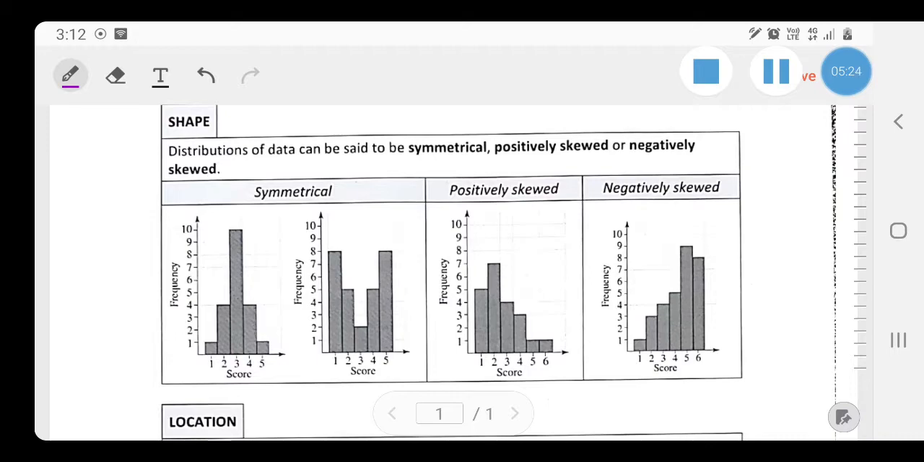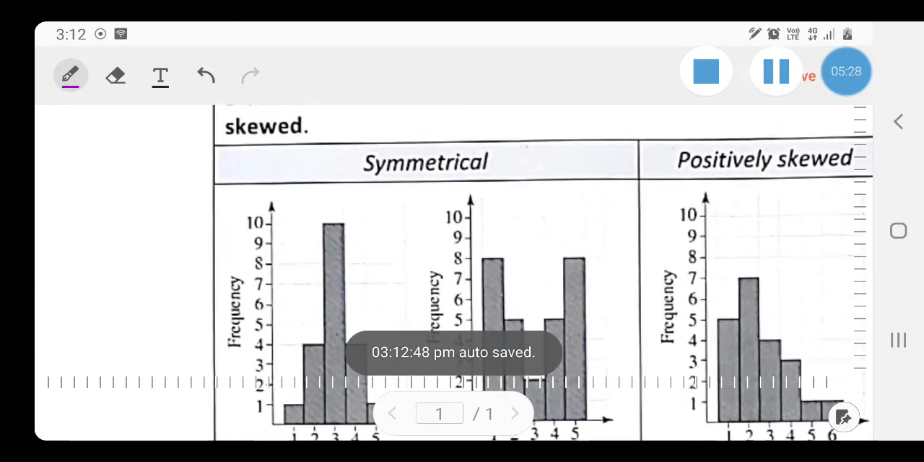Actually, I always forget to do this. There is one more way that you can have a symmetrical graph.